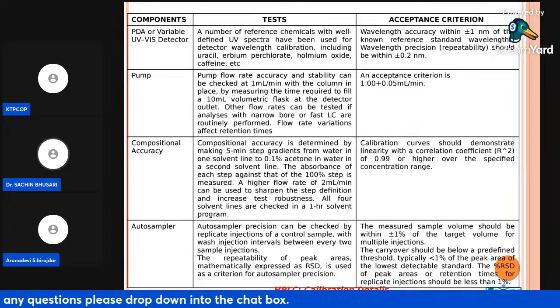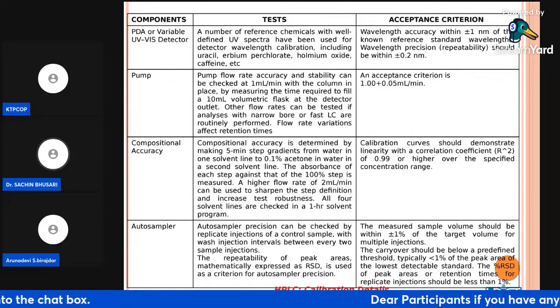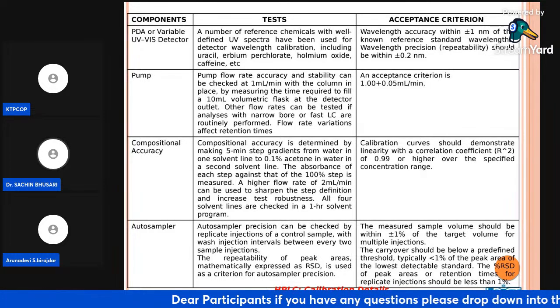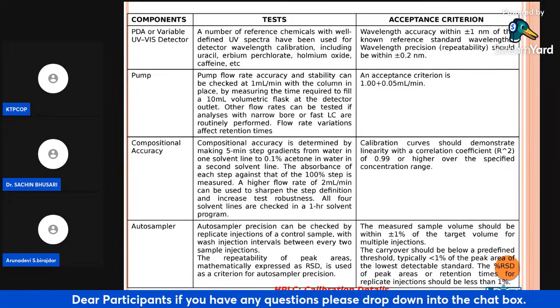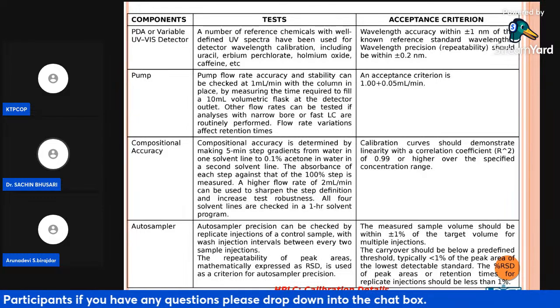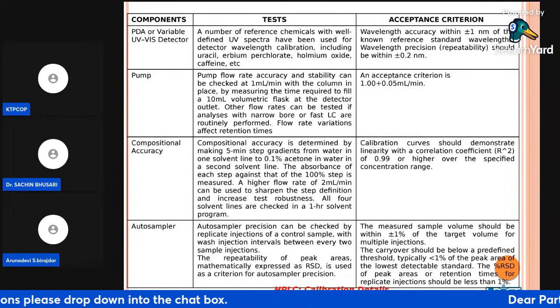If you want to check the performance of the pump, flow rate accuracy, 1 ml per minute, set the flow rate, take the flask and fill it, a calibrated volumetric flask. Within 10 minutes, it should give you the 10 ml. Acceptance criteria, 1 ml plus minus 0.05 ml per minute. This is the acceptance criteria.